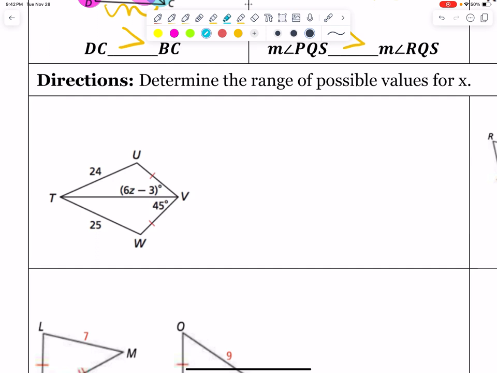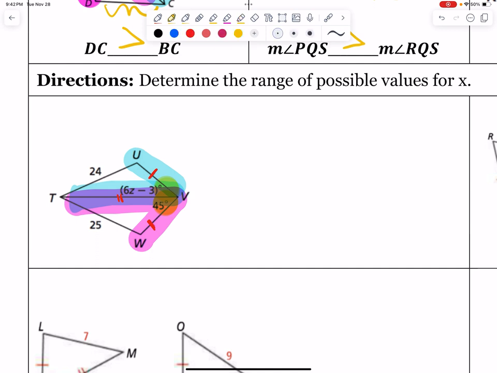So let's do the same thing. Let's color code it how we did before. So blue and blue, and then pink and pink. So I can, in fact, use the hinge theorem because I've got 2 sides of one triangle congruent to 2 sides of another triangle. So we're going to be making decisions about these included angles right here. So one of them is 45 and one of them is 6z minus 3.